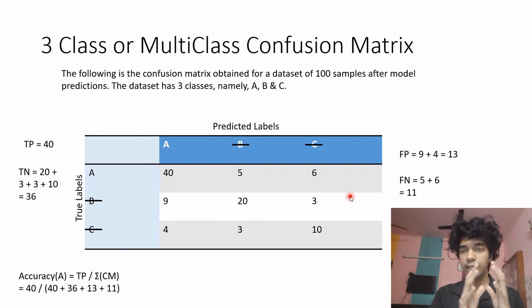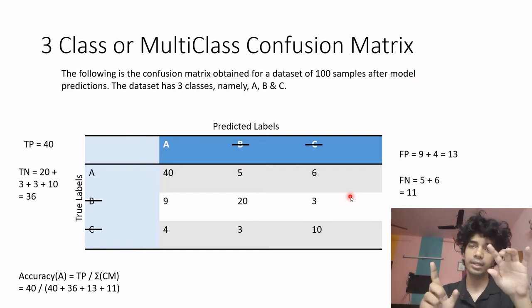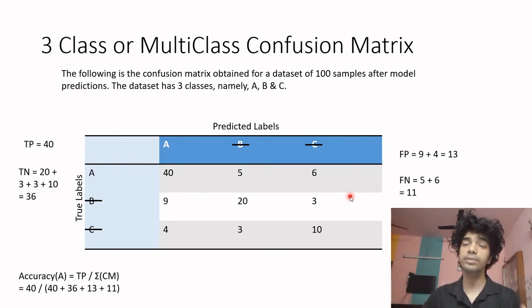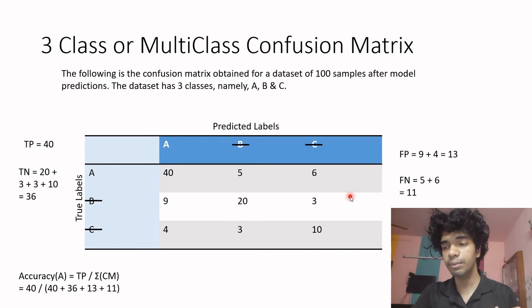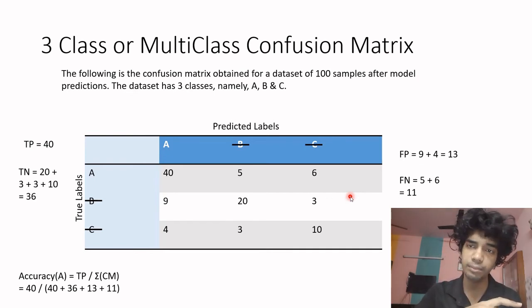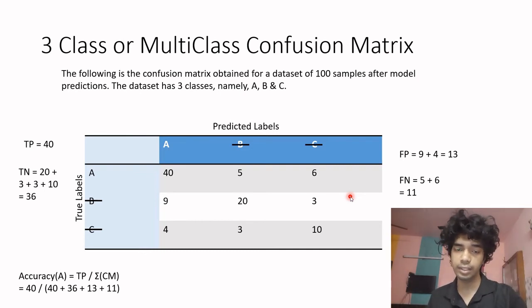If you were to calculate for class B, you would do the other way around. You would strike off A, you would strike off C, you would strike off A over here, you would strike off C, and you would obtain the values. So the true positive values, the false positive values, the true negative values, the false negative values you obtain would be the values pertaining to the class you're concerned with.